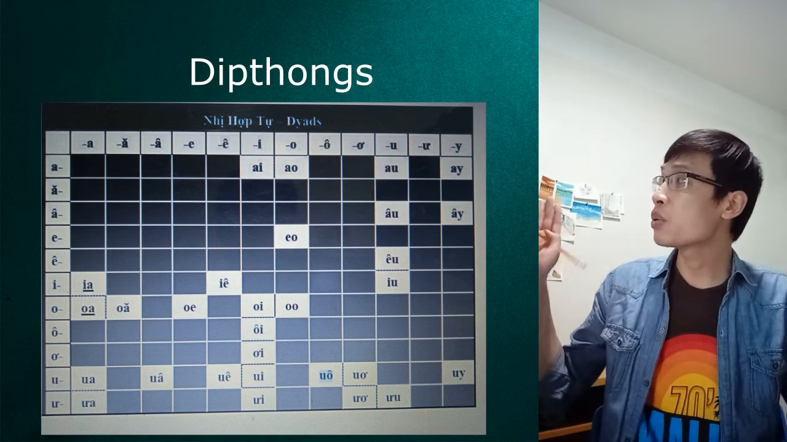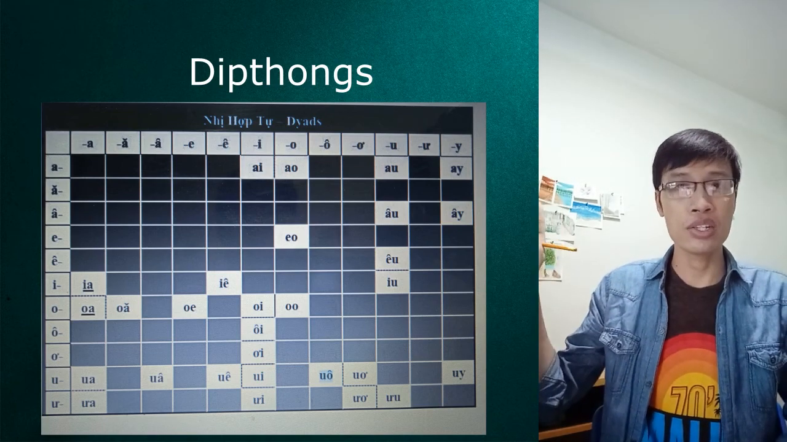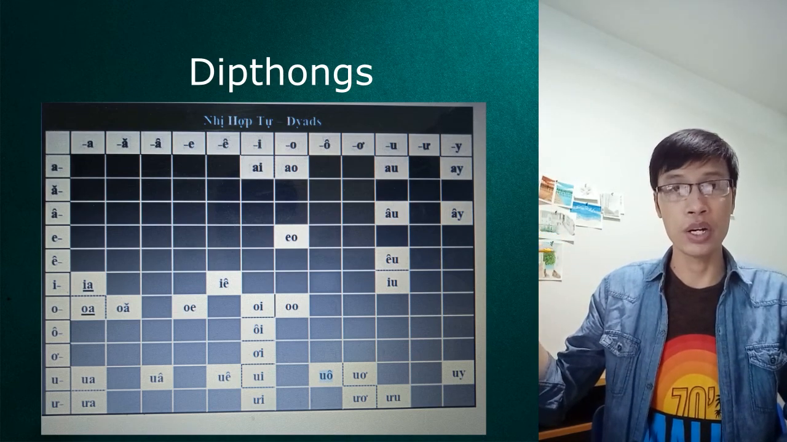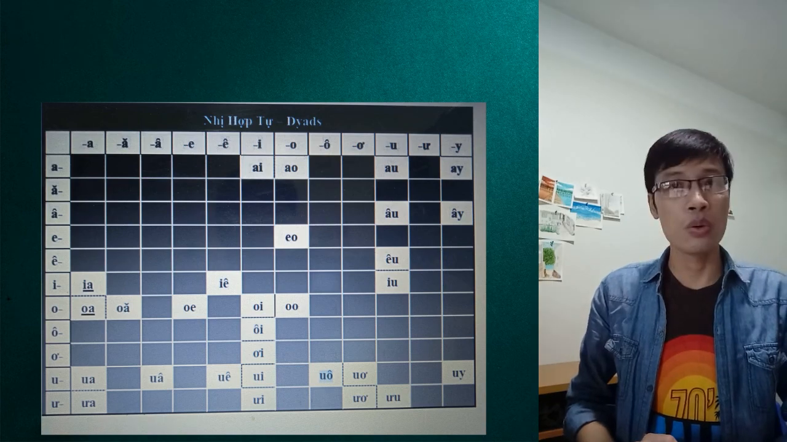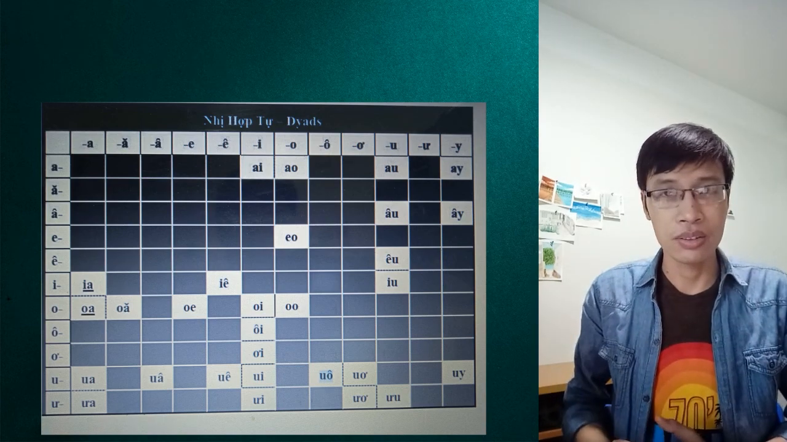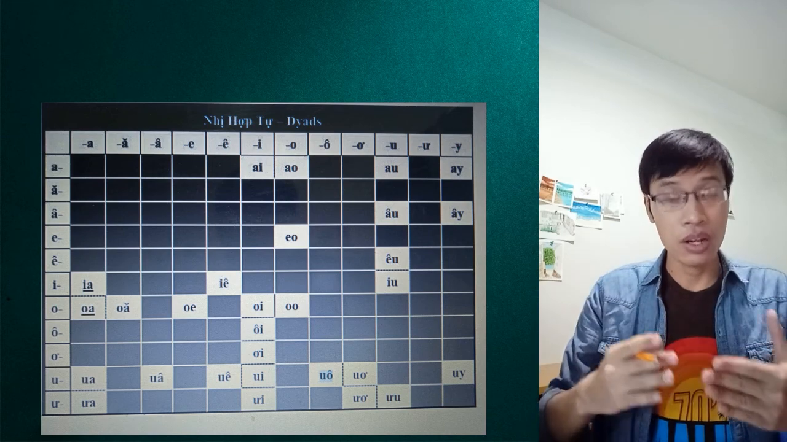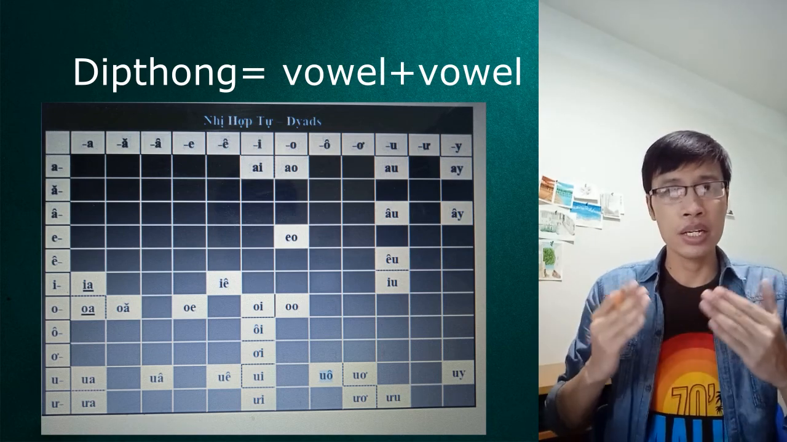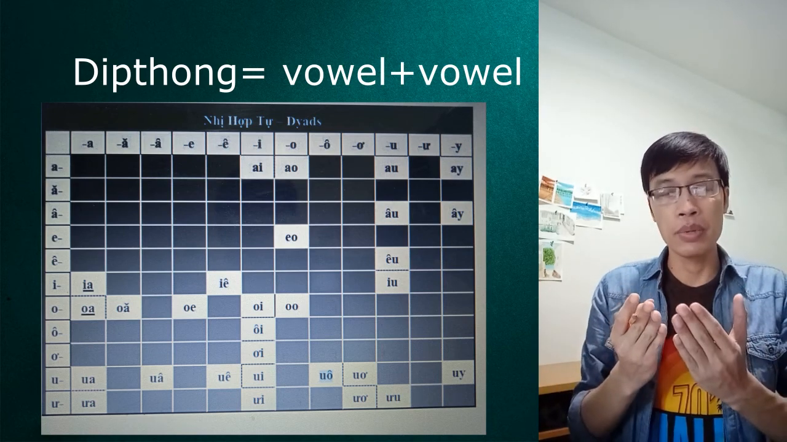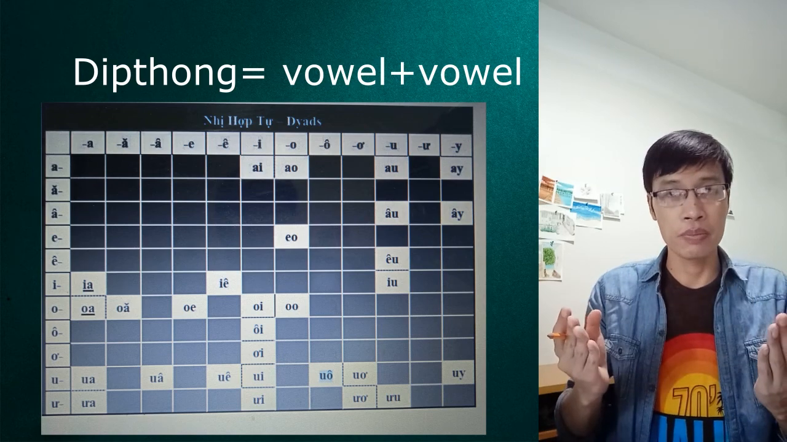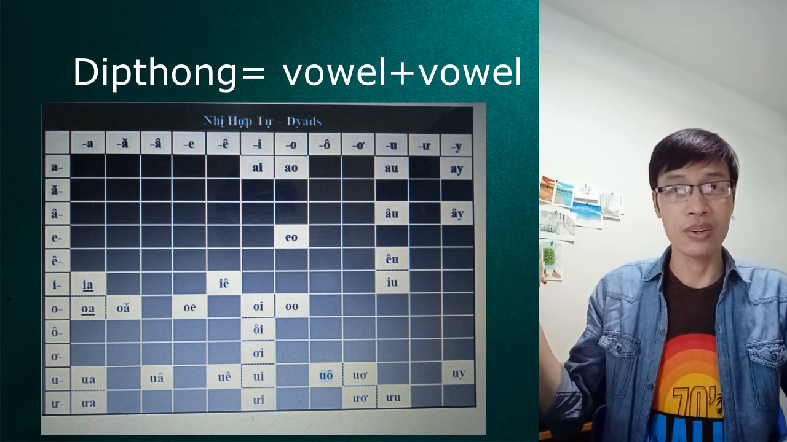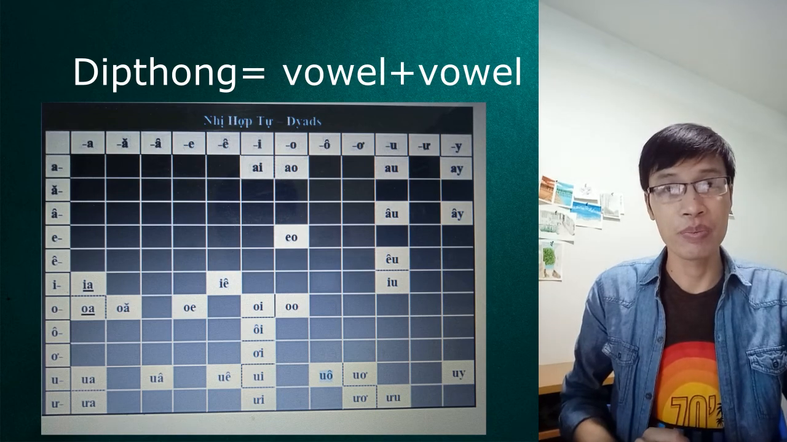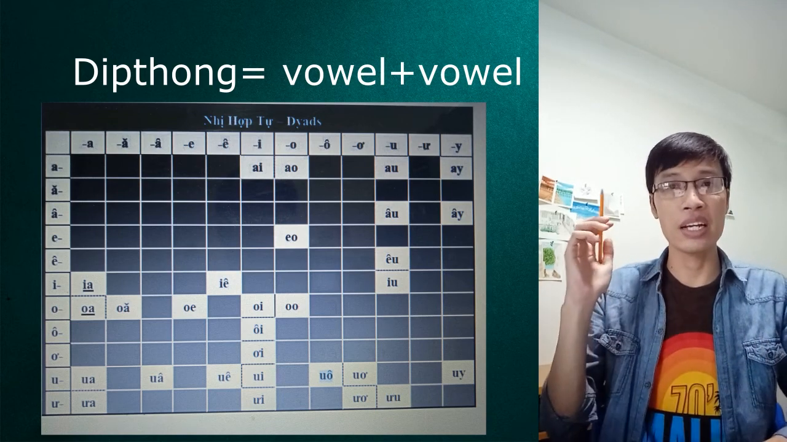First of all, let's take a look at the table here, which illustrates all of the Vietnamese double vowels or diphthongs. So what is a diphthong? Well, it's a vowel combined with another vowel. So in order to pronounce it correctly, you should be able to memorize single consonants, what we learned in the first lesson, right? So if you forget, let's check it out.